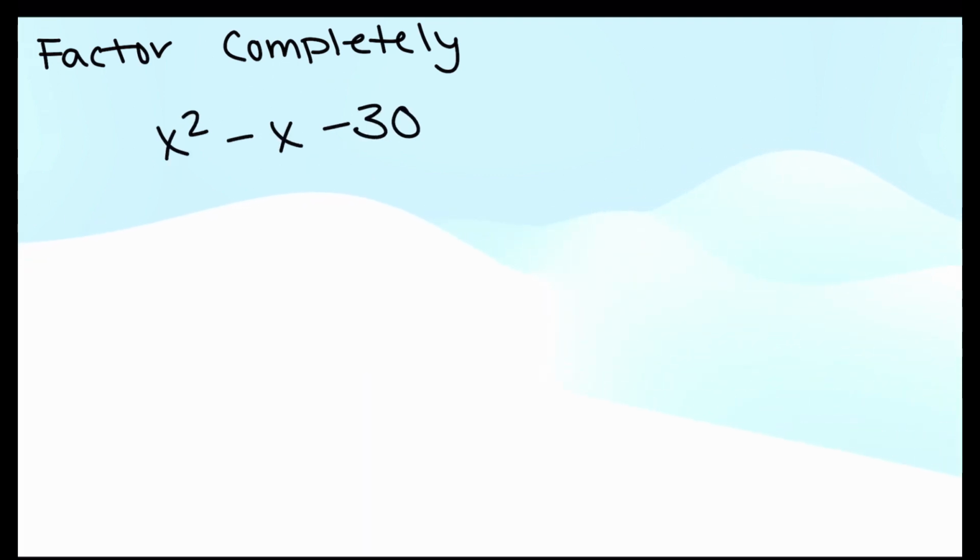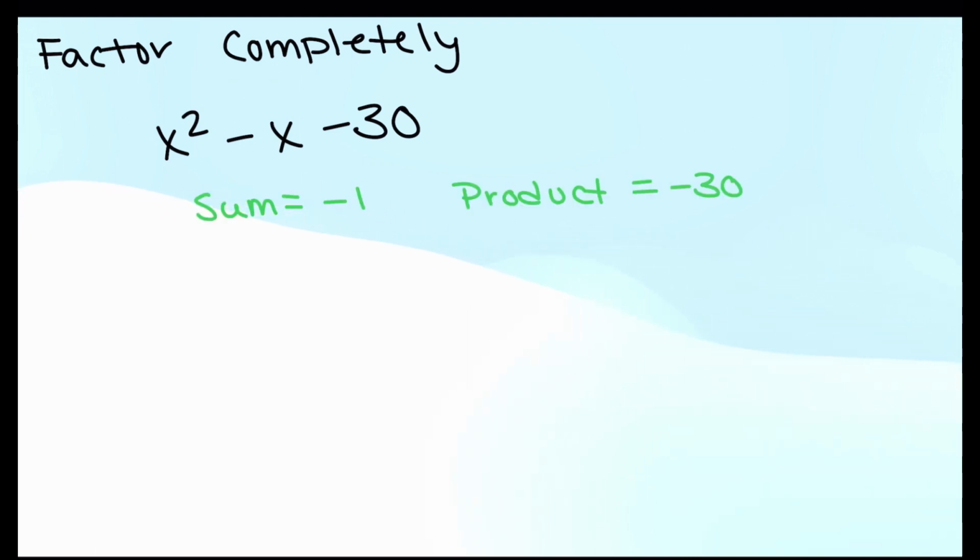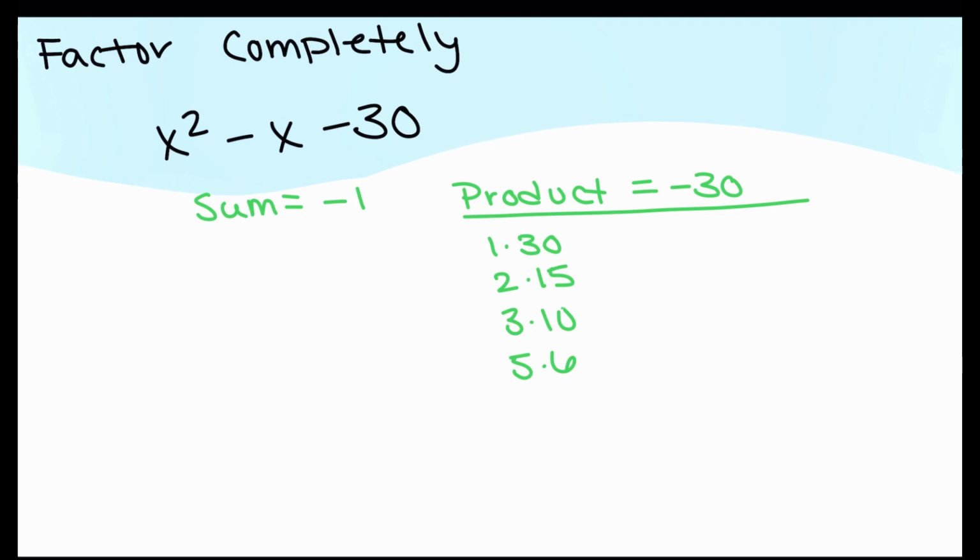Here's another one. X squared minus x minus 30. Trinomial, leading coefficient is 1. So I want to find two numbers that have a sum of negative 1. So that negative x technically has a negative 1 in front of it. So sum of negative 1, product of negative 30. Because the product is negative, that tells me one number is negative and one number is positive. But I'm going to start by just ignoring the negative for now and just listing my factors of 30.